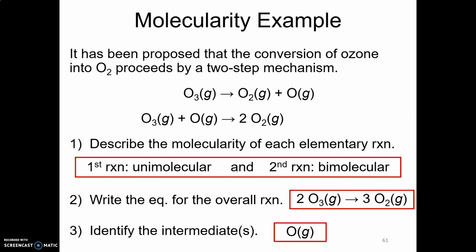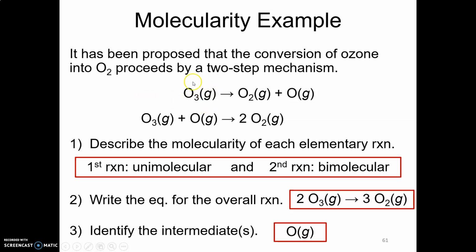Now, let's go a little step further. I know it's not on the slide, but let's talk it through. What would the rate laws of these 2 steps be? If I'm telling you that these are elementary reactions, you should be able to predict the rate laws for them, okay? So remember, every rate law starts with rate equals k.